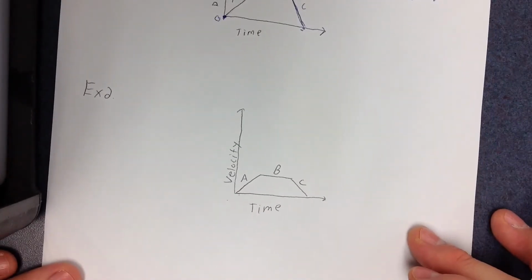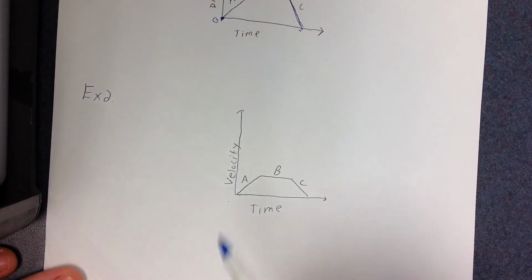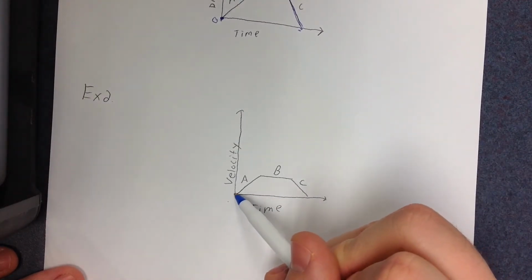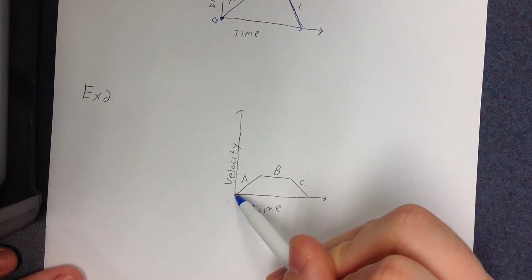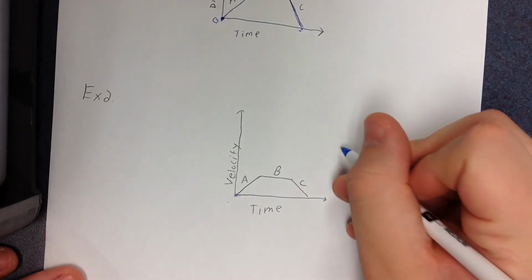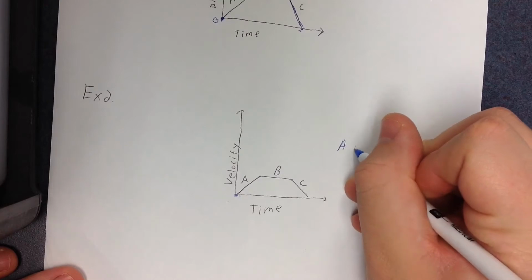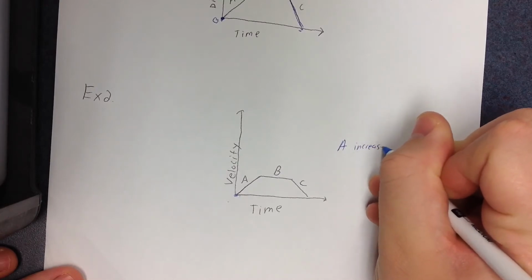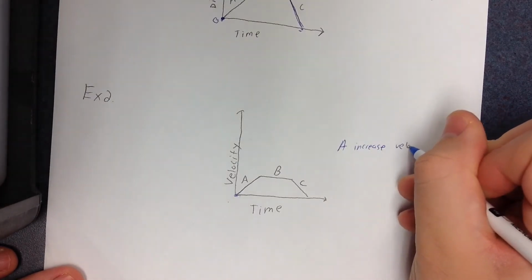Now, the second graph deals with velocity versus time. Here, we're actually starting at a 0 velocity and we're increasing on A. So A is actually an increase of speed or increase of velocity.